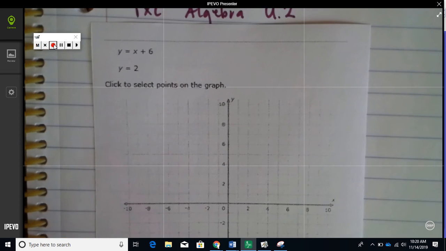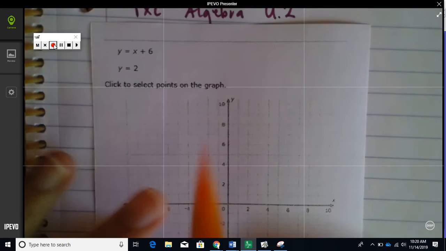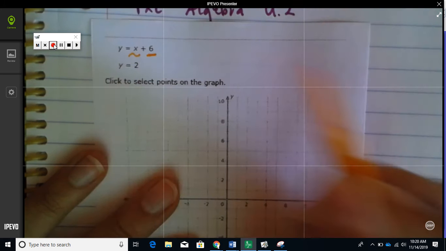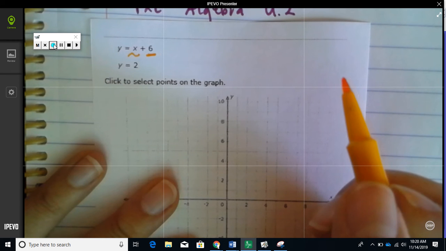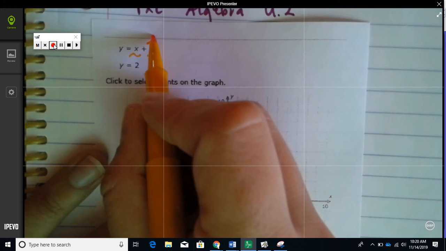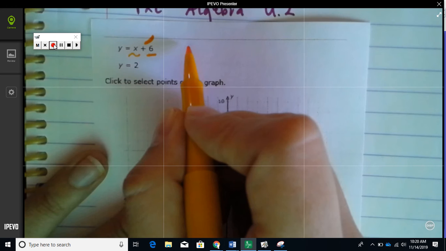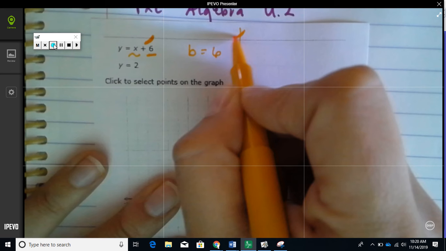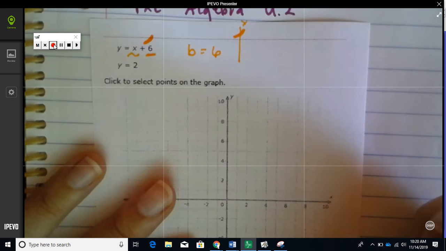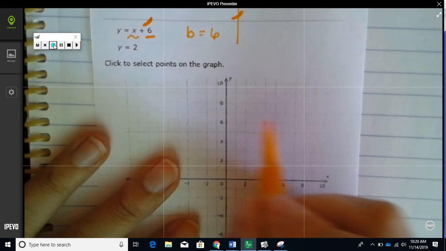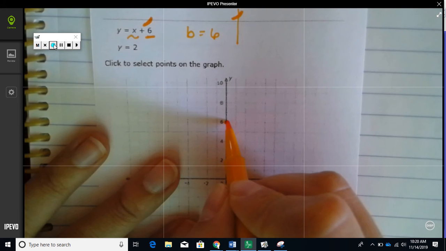So what you're supposed to do today is squiggly underline. If it has an X, that's a squiggly. If it has no X, no Y, that's an underline. The one that you underline, the one that does not have X or Y, that is the banana. That's your beginning point. So your banana is at 6. Remember, the bananas always go on the Y-axis. Always. So on here, you should have a banana at 6.